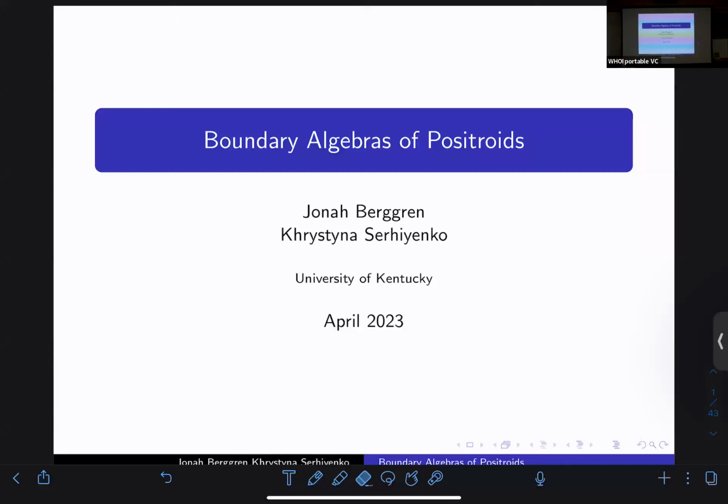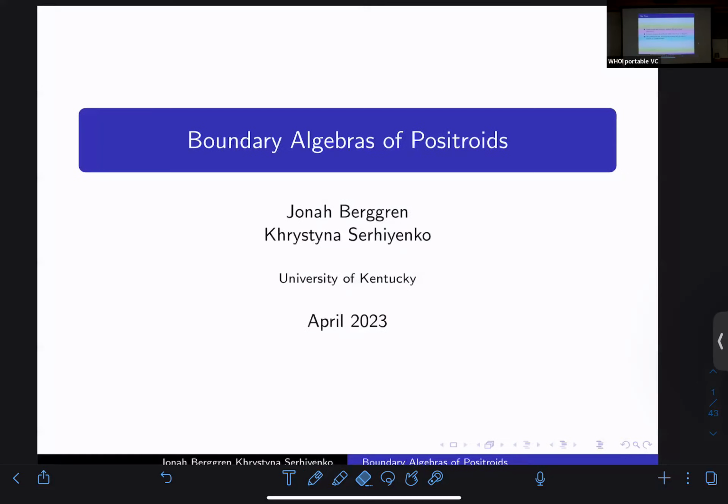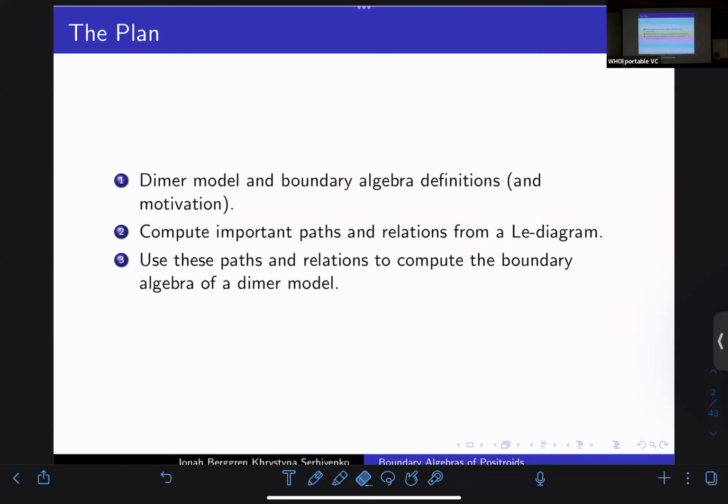Yeah, boundary algebra positroids. That's the name of the talk. This is joint with Christina, my advisor. Let's see. We're doing 3-step mathematics today. We're going to define the things that we need to define. It has quivers, I promise.